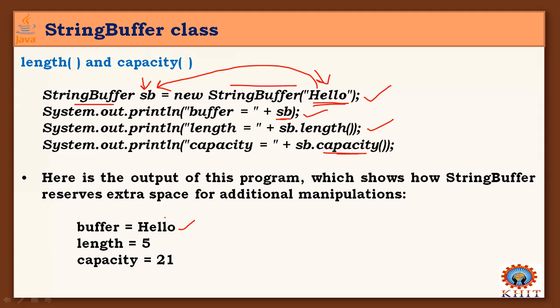So hello is initially initialized to the buffer object, here it is sb, and length is 5, but capacity is 21. Why? Because 5 will take the initial content of that string, plus we can allow 16 more characters without reallocation. The total is 21. Got it? This is the way you can work it. And go and see this program.